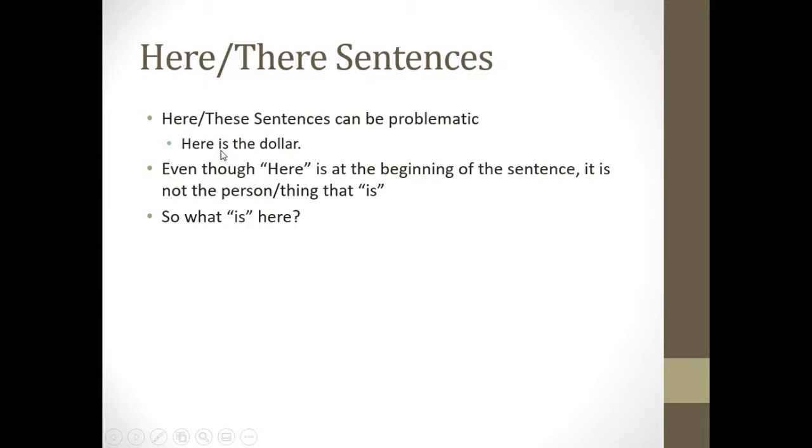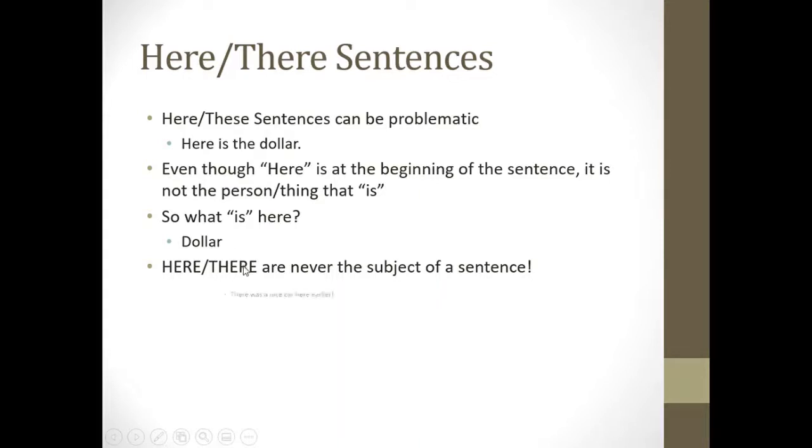So here's the thing. This is why it's important to be able to find your verb. What is here? Here is not here. The dollar is here. Okay, so even though here is at the beginning of the sentence, it's not the thing that's existing. Remember what linking verbs are, their state of being. What is here? The dollar. Okay, so just remember that. Something simple. Here and there are never the subject of the sentence, except in that one weird case, which we're not even going to look at today. We're not going to mess with it.